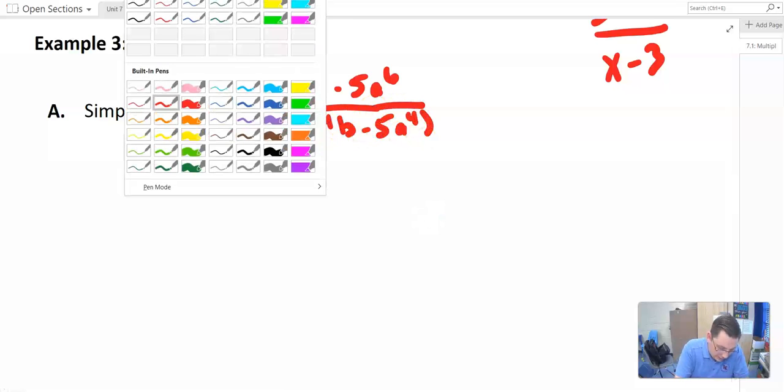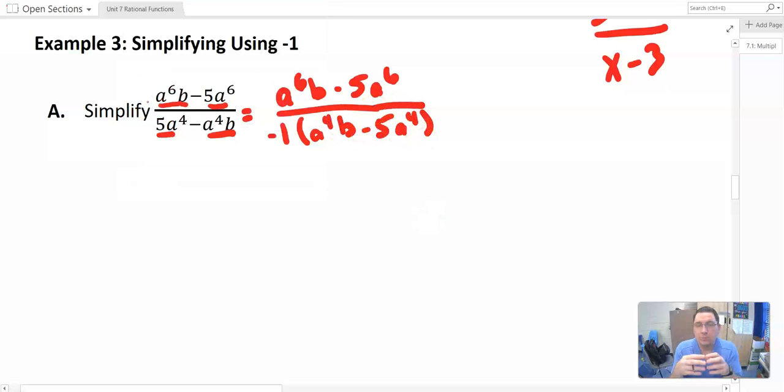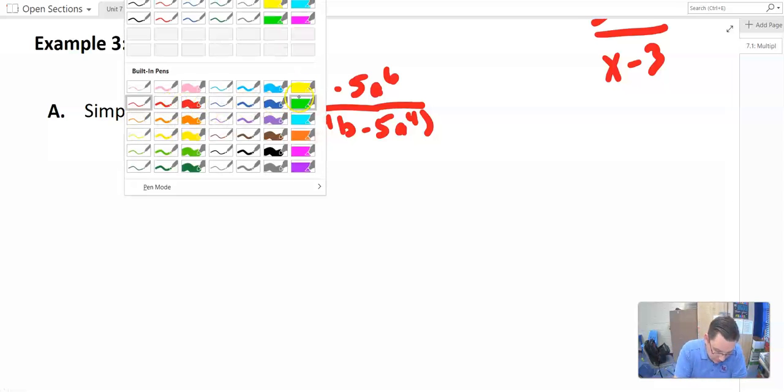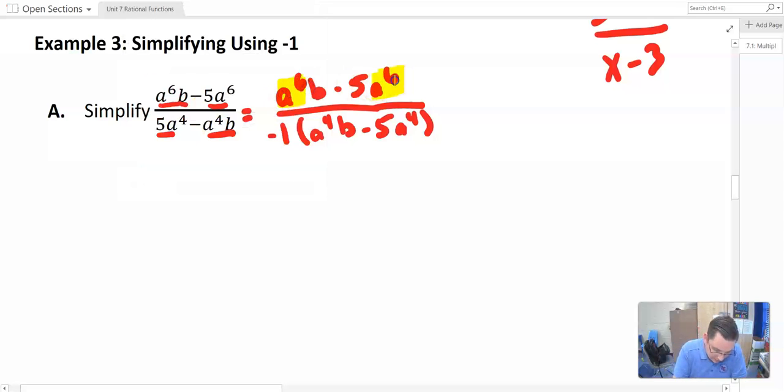Now, what that next step allows us to do is see that we've kind of got some common things going on. Now, nothing will just straight reduce. Like, we can't just cancel out these a to the 6th and a to the 4th and simplify it down there. Because remember, it's a piece of a factor, and we need the entire factor to be able to cancel. But watch what happens with both of these. We look up here, this and this both have an a to the 6th.